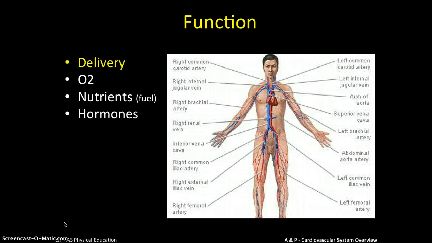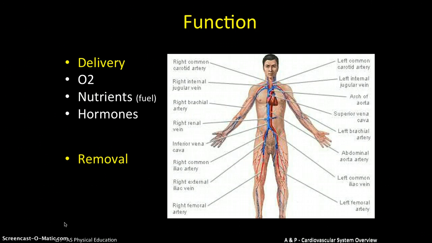And you can see there some of the basic things you'd need to understand is that it delivers oxygen to the working muscles. It delivers us nutrients, which essentially could be the fuel that we use to make energy, so glycogen or glucose or fats or proteins. And it delivers and transports around the body hormones to have an effect on specific target organs.